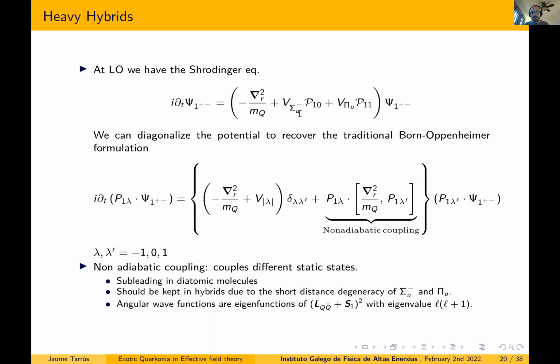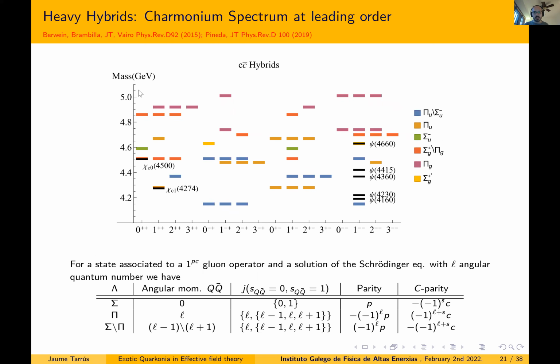Obtaining these potentials from the lattice, we can solve this coupled Schrodinger equation and obtain the energy levels for the heavy hybrids. These are the results that I'm showing you here for the different quantum numbers of the heavy hybrid states. On this axis, you can see the masses. And you can see that we get plenty of states.